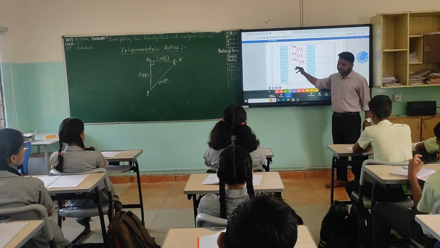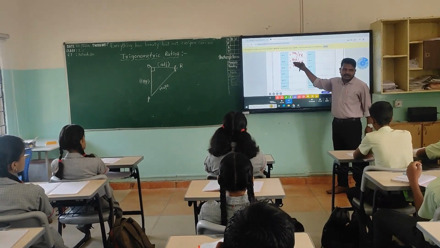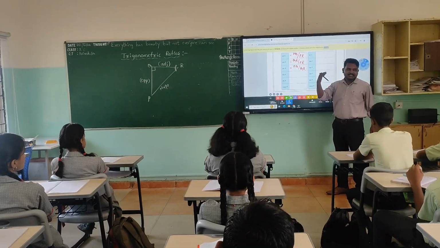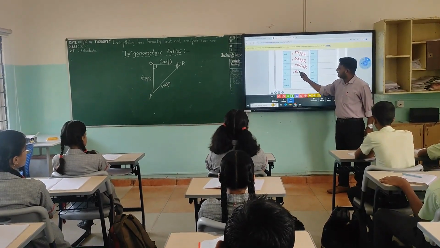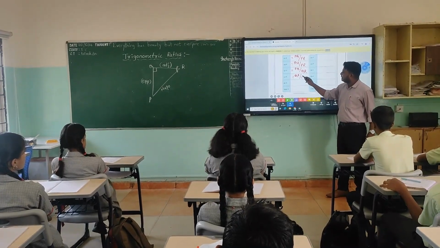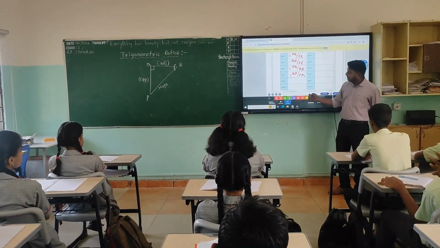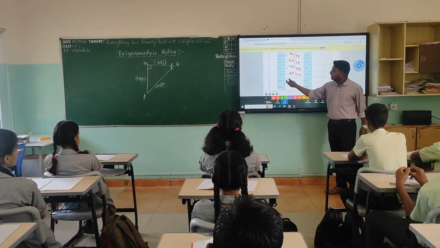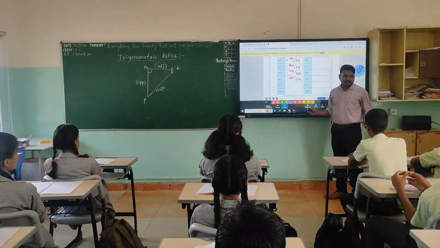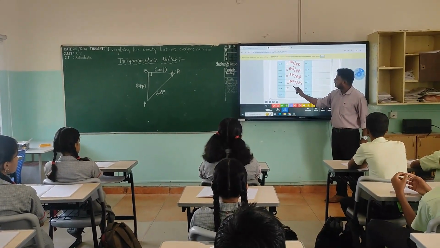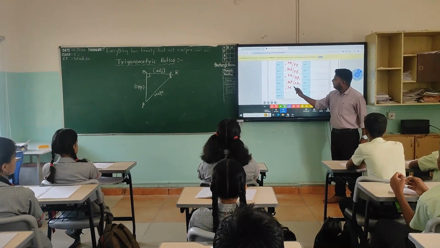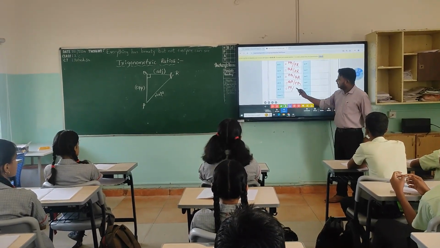Next, cot. Cot is the reciprocal of tan. So cot means adjacent by opposite. So QR is adjacent divided by PQ is opposite. Next, sec R. It is the reciprocal of cos. So sec means hypotenuse by adjacent, which is equal to hypotenuse PR divided by adjacent QR.